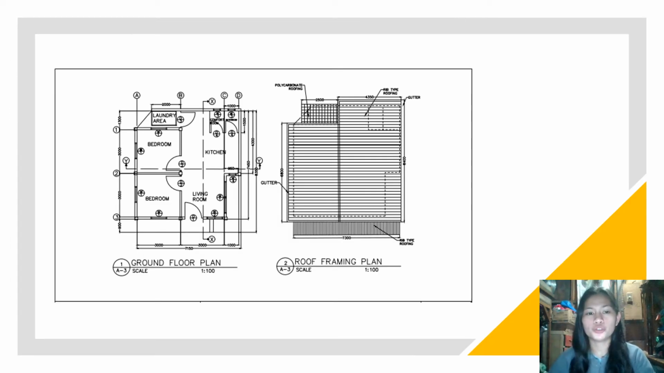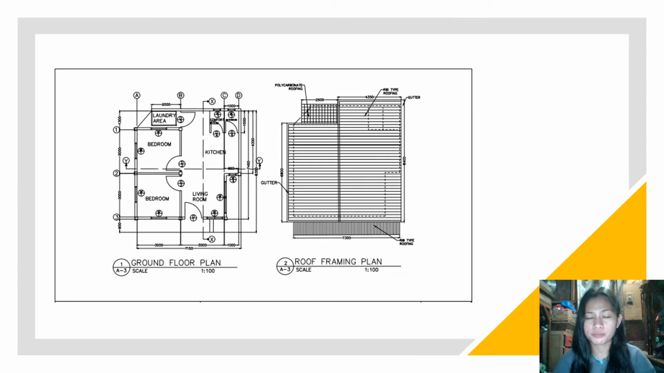Here, you will see the ground floor plan and the roof framing plan. Since yung project ko is only a one-story residential building, ganito lang yung nasa plan ko. Yung ground floor plan, which we have 2 bedrooms, a living room, a kitchen, bathroom, and the comfort room, which has 2. So, meron tayong comfort room itself and the shower or the bathroom. Tapos, meron din tayong laundry area.